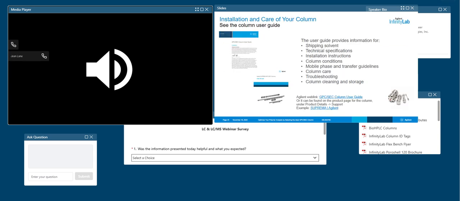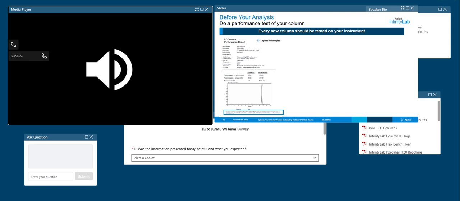Some quick information for when you get your GPC column. Before using your column, please refer to your column user guide. It contains a lot of helpful information. Here I've shown a couple of example user guides and have provided the web links for where these user guides can be found. Each column also comes with a column testing report, an example shown here for an AQUAGEL mixed column.